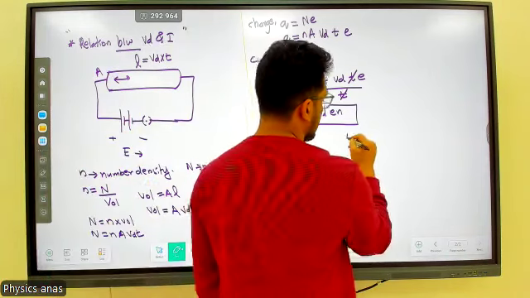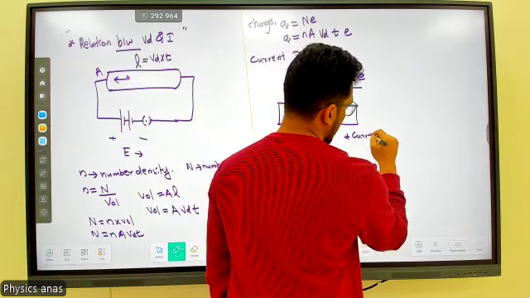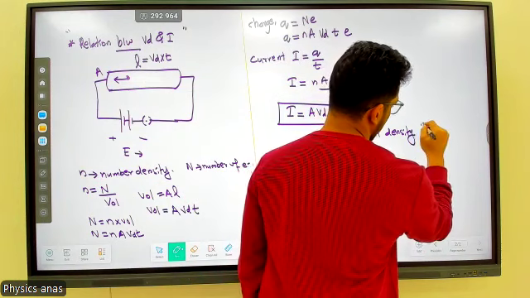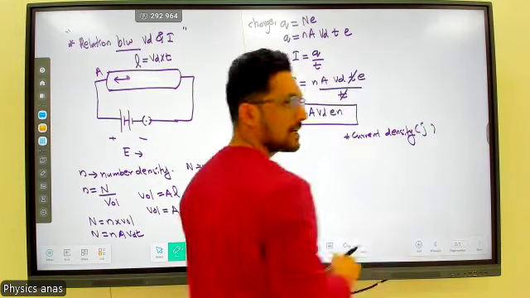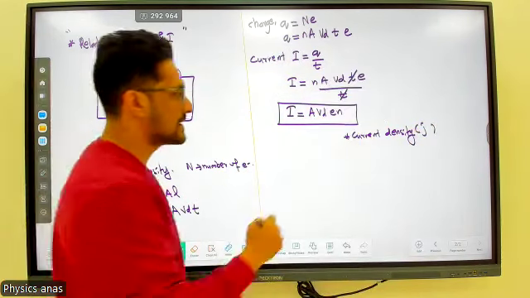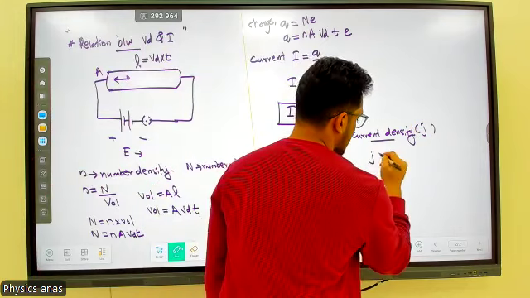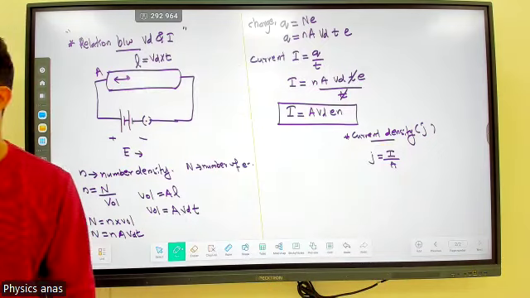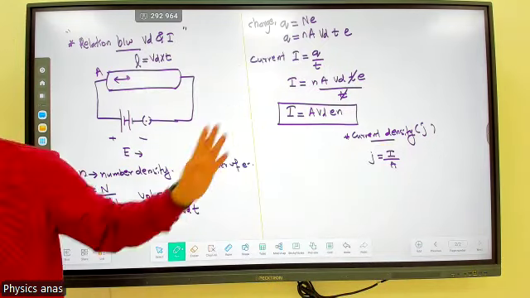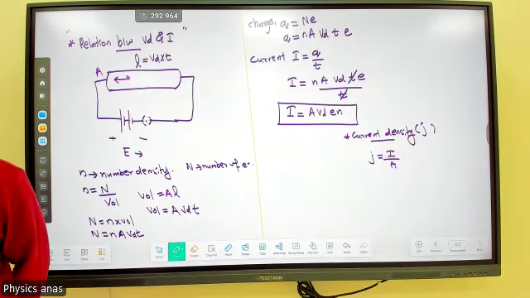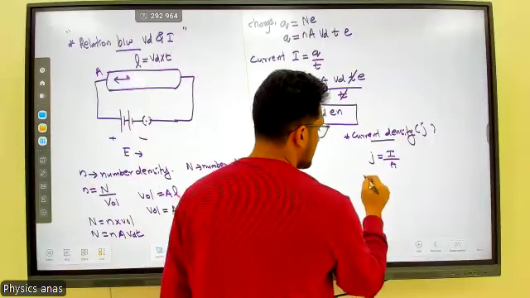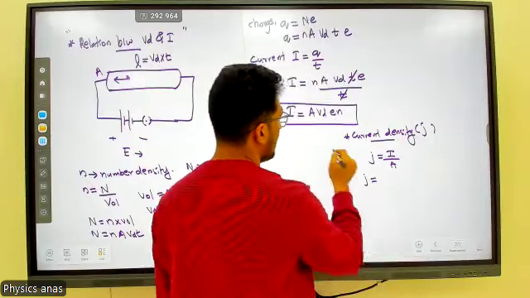Now you can write current density. What is current density? That's J. Current density J is equal to I by A, current per unit area. So current density J is equal to I by A.